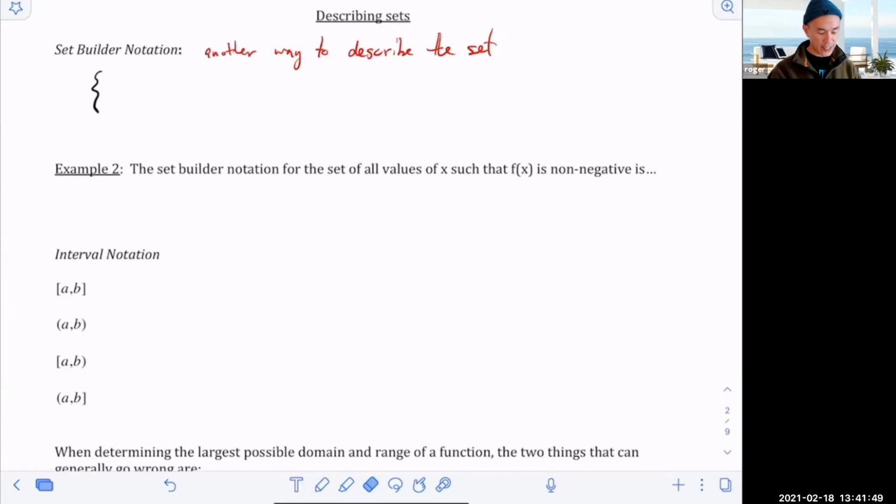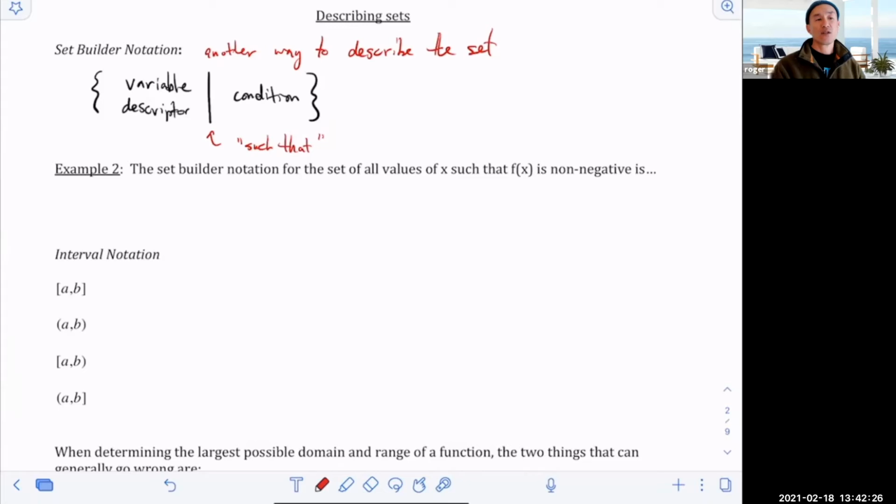What we do instead is it has a certain format. Basically you have a variable descriptor. Then you put a vertical line, and then you have some sort of a condition over here. This vertical line means such that.